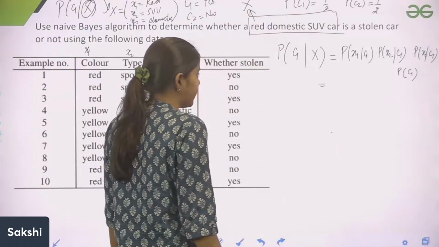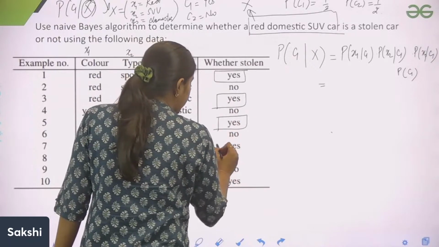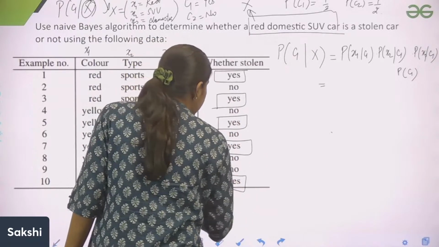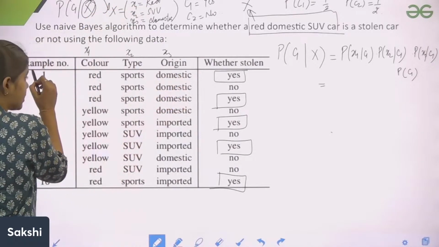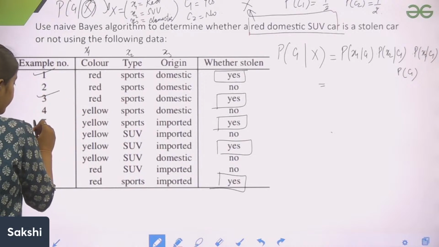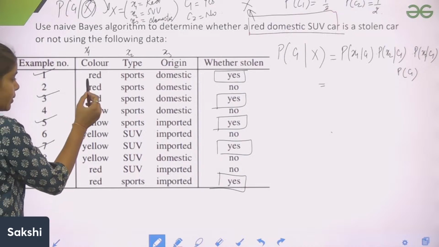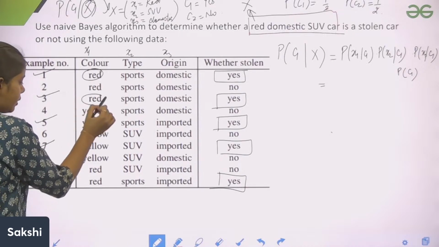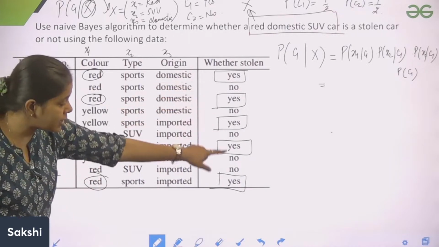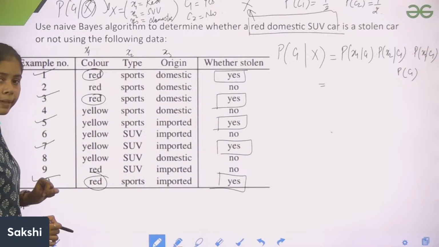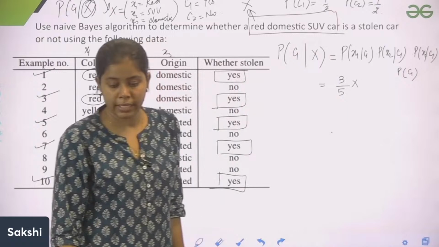Now probability x1 given c1. Because we are talking about the c1 class, I'll consider the yes examples, because c1 I have taken as yes. These 5 examples I have considered yes: 1, 3, 5, 7 and 10. Now x1 is red. Out of these 5 examples, see how many we have red. 1, 2, this is not red, this is not red, this is red. So out of 5 examples, I have 3 red. So probability here would be 3 by 5.